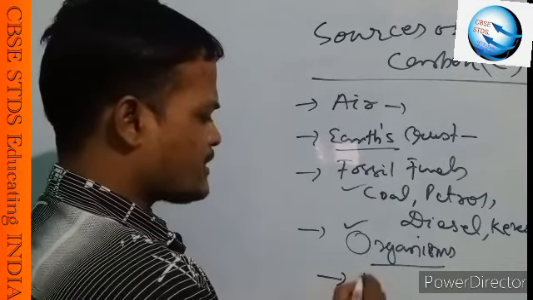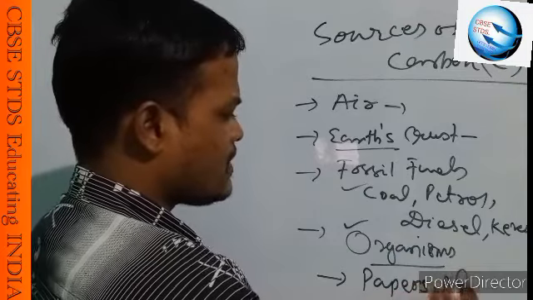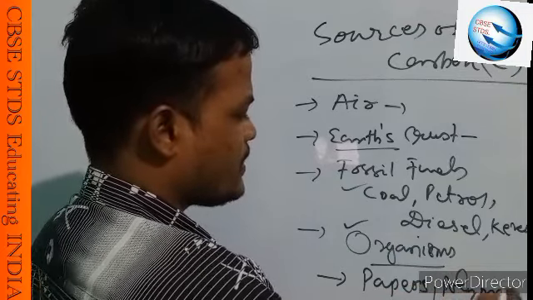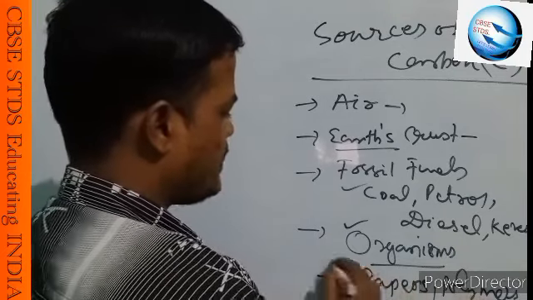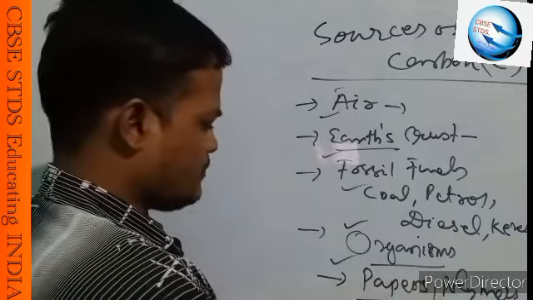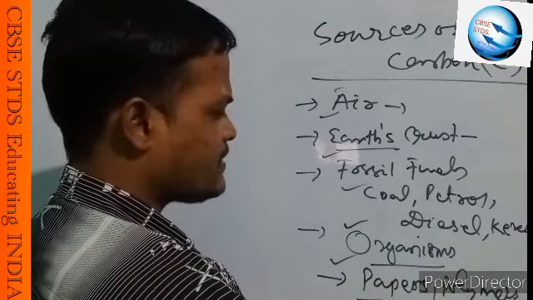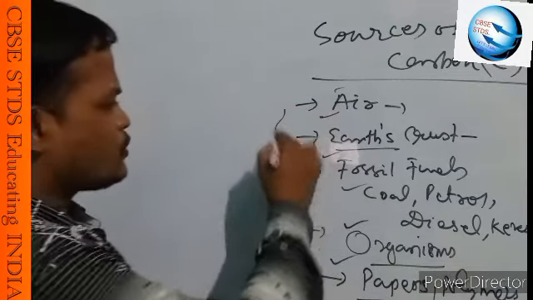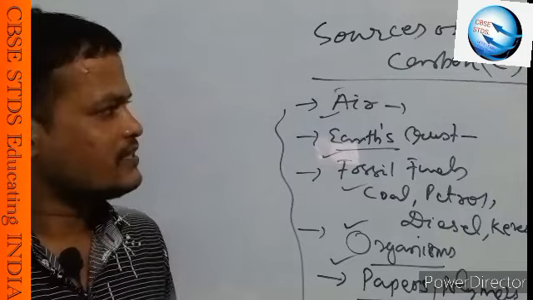Next, it is also present in papers, polymers, and plastics. So everywhere these also contain carbon. You can say the clothing materials also have carbon present. So these are the sources of carbon. Is it right? These are called the sources of carbon.